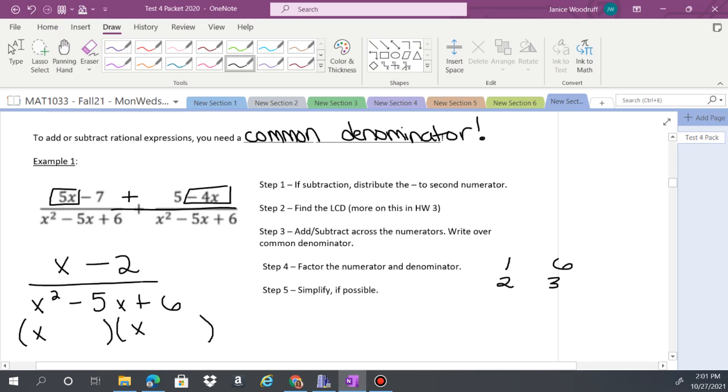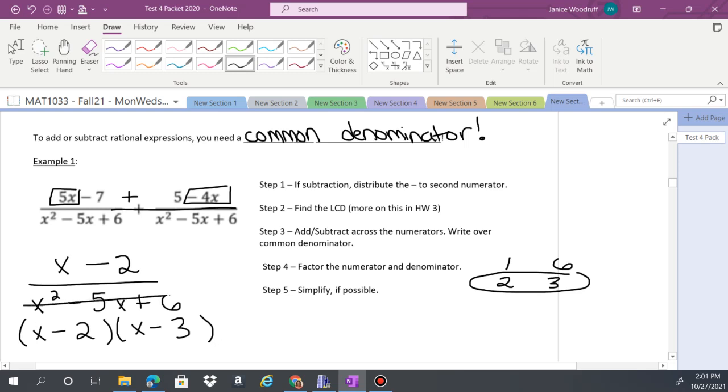Okay, but I have a positive 6, which means I need the same sign. So same sign would be 7 with the 1 and 6, and 5 with the 2 and 3. So I want 2 and 3. I want the same sign, but I want that to be negative, because if I look here, I have a negative in the middle. So negative 2 minus 3 gives me negative 5. Negative 2 times negative 3 gives me positive 6.